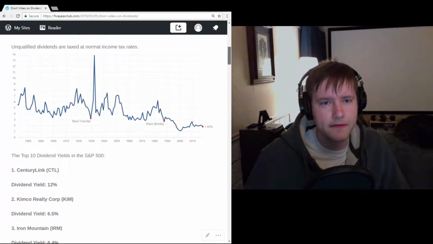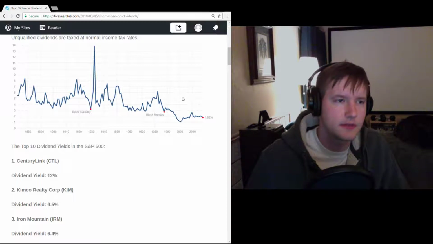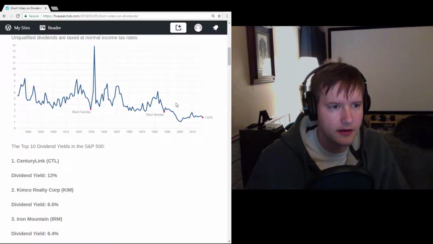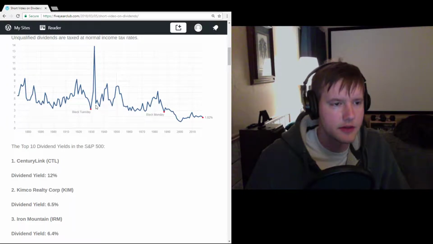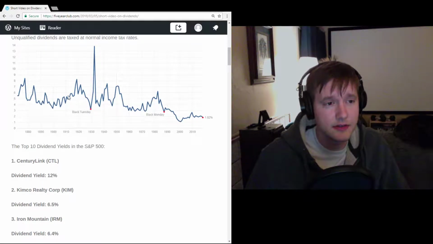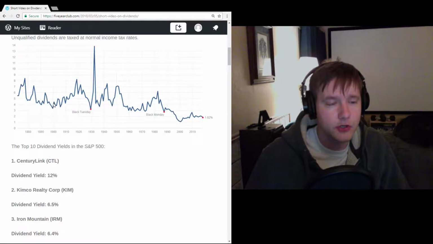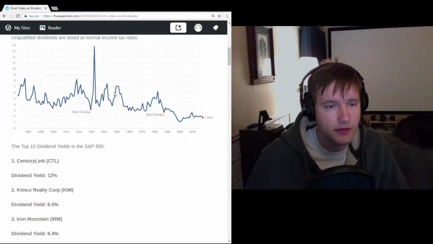I want to talk a little bit about the history of dividends now. This graph that you see right now is the average dividend yield, or the total dividend yield, of the S&P 500 for a long, long time. I think it starts around 1870, 1880, 1890. And what we see over time is that dividends are becoming less popular as a means of returning value to shareholders. They're around say 5 or 6% for a really long time until about the 1950s. And then we see a drop down.